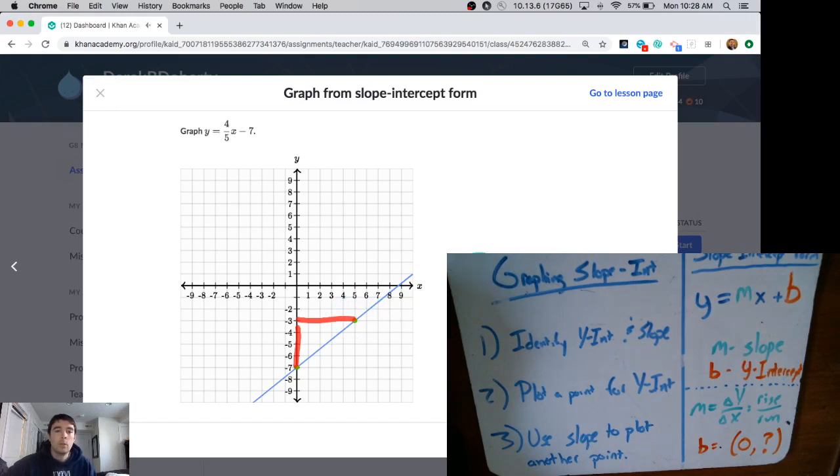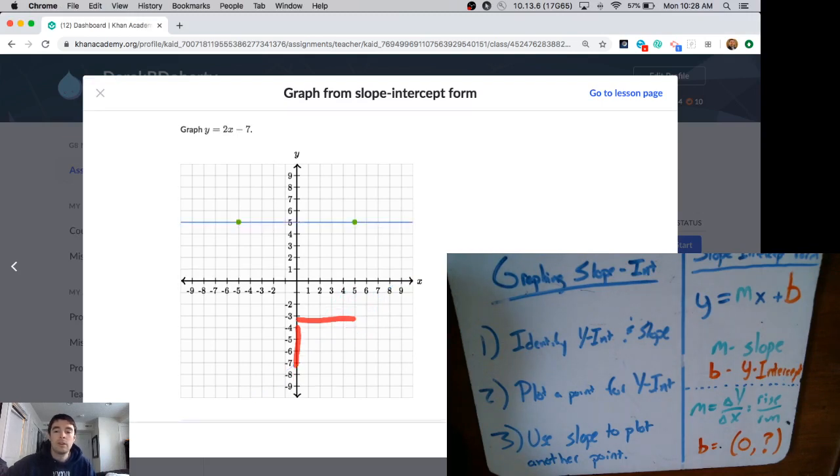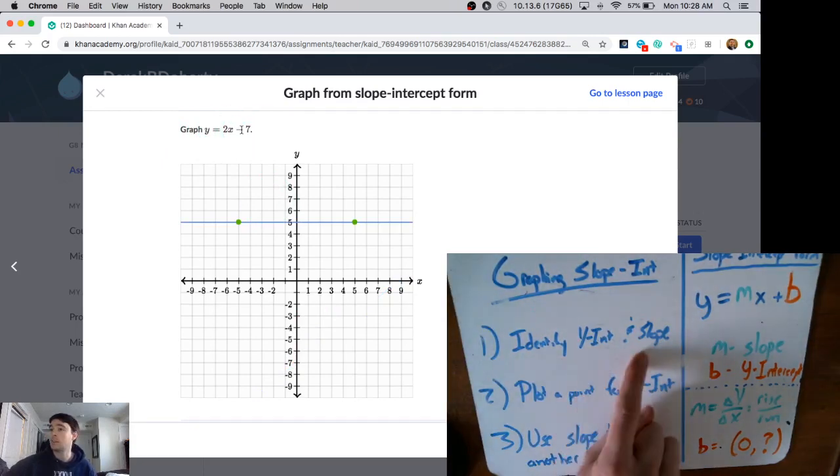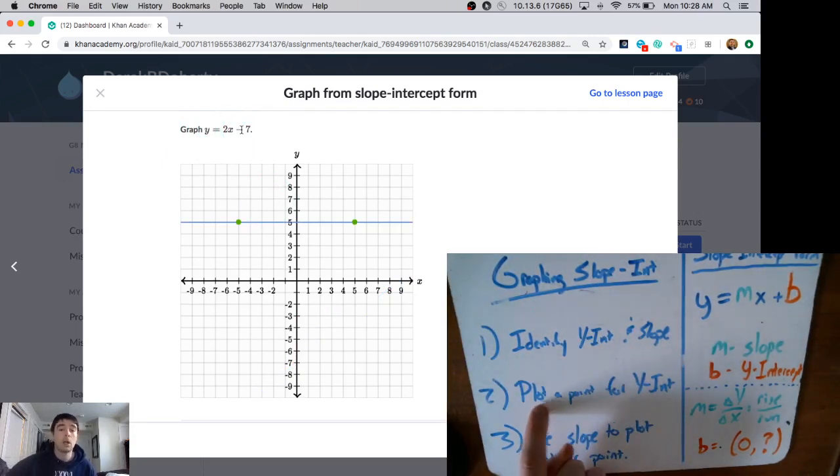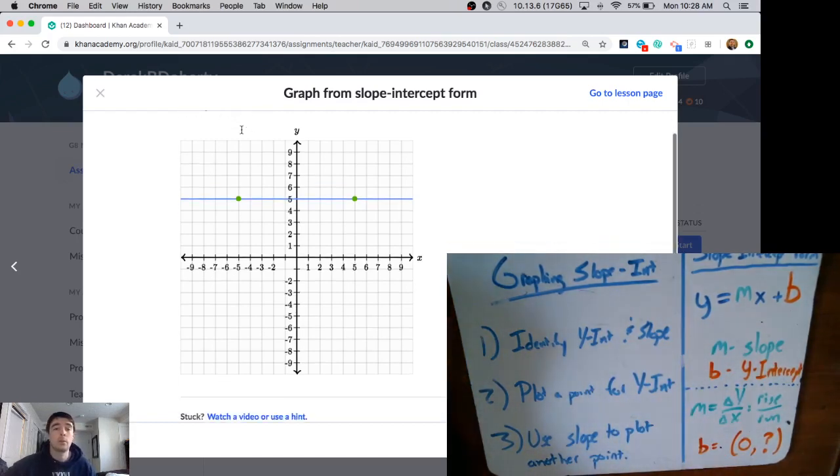So we're going to find one or two more and show, but they're very much the same process. Whenever you are given a graph or an equation that's written in slope-intercept form and you're asked to graph it, you need to find the y-intercept and the slope. Second, plot a point for the y-intercept, and third, use the slope to find another point.